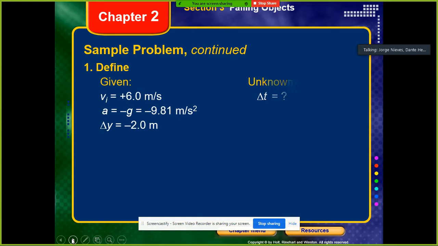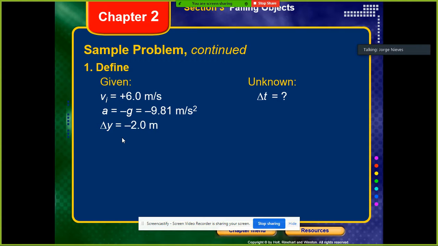Vamos a ver entonces, okay? We are given the initial velocity is positive 6.0 meters per second, and the acceleration of gravity is going to be negative 9.81 meters per second squared, okay? And we got the change in y, that is negative 2.0 meters, okay? Eso está dado en el ejemplo, okay? Porque dice que it starts from negative 2.0 meters, ¿verdad?